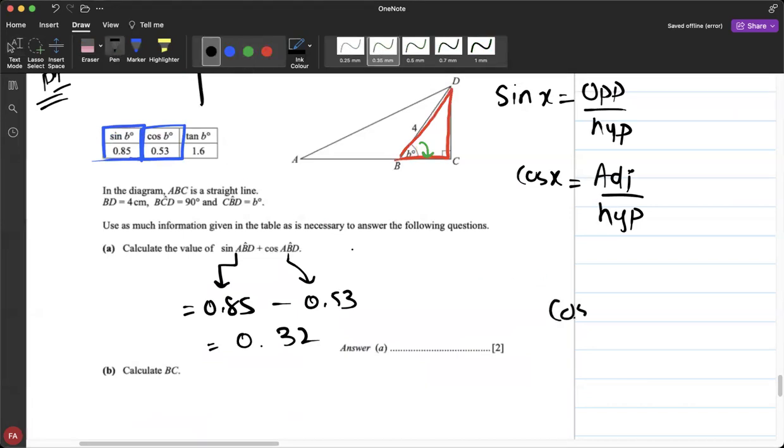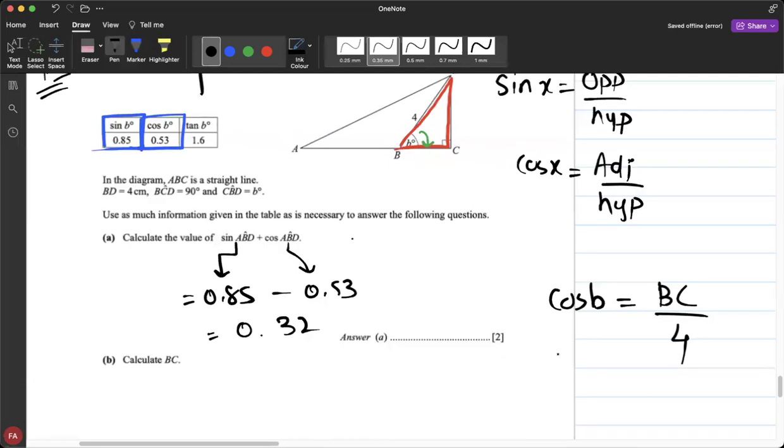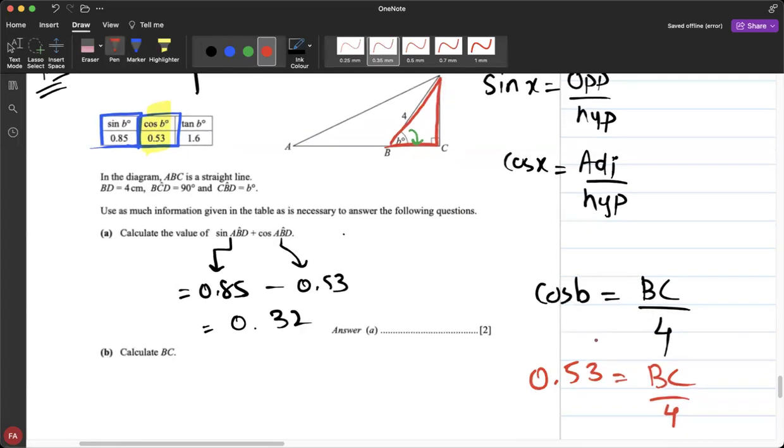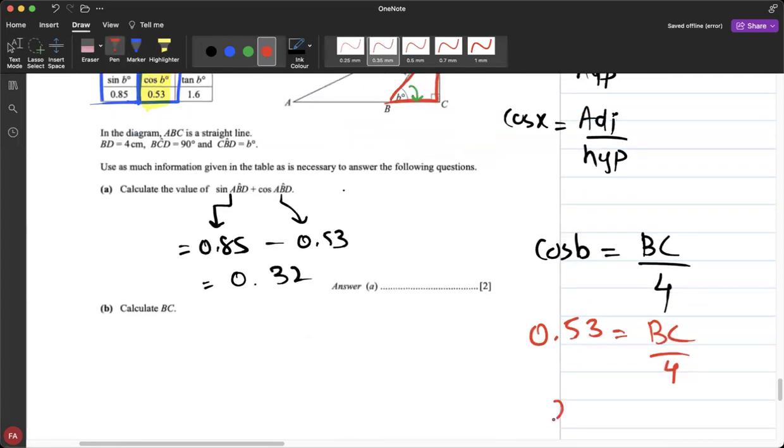Can I say that has to be cos of B is equal to adjacent, that is BC, over hypotenuse, that is 4? What's the value of cos B? It's given to you as 0.53. So I can label this as 0.53 is equal to BC over 4. If I were to multiply 0.53 times 4, this should end up giving me 2.12. That's the value for BC in this case.